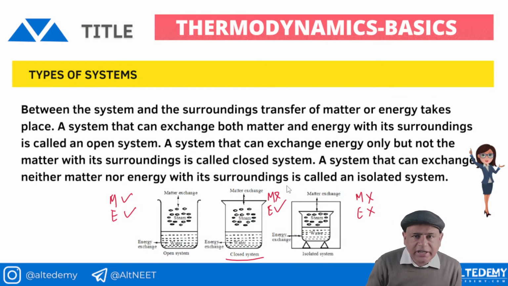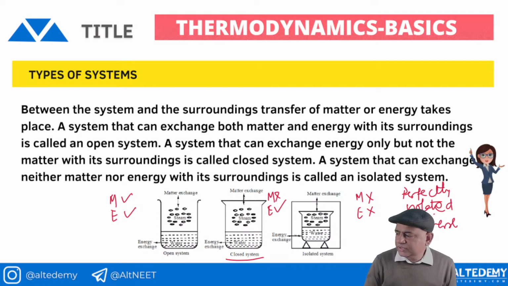So we have these three kinds of system: open system, closed system, and isolated system. If you talk about an isolated system, we do not have a perfectly isolated system; there is no example of one. Generally, we give the example of the universe when we are talking about a perfectly isolated system.